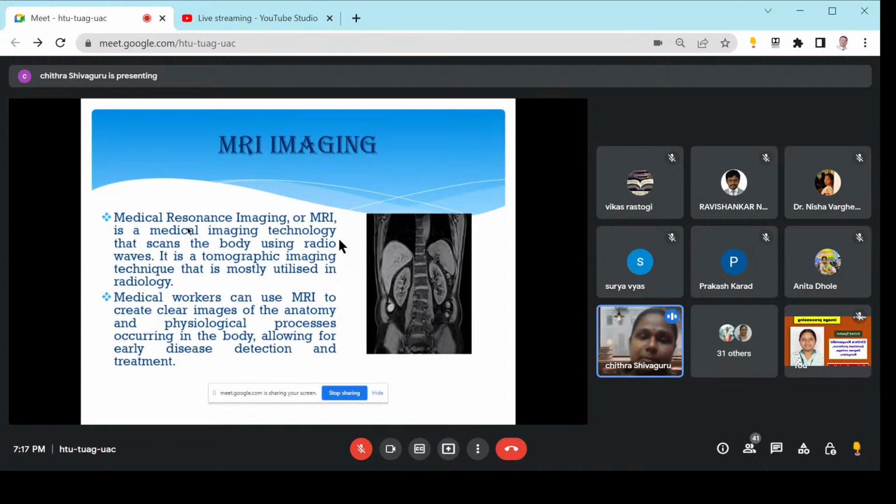It's a medical imaging technology that scans the body. It is also going to scan the whole body using radio waves, and this is also going to produce tomographic imaging. We can use MRI to create clear images of the anatomy and physiological processes occurring in the body. But there are some restrictions to use the MRI imaging.